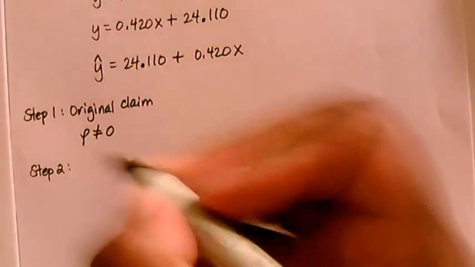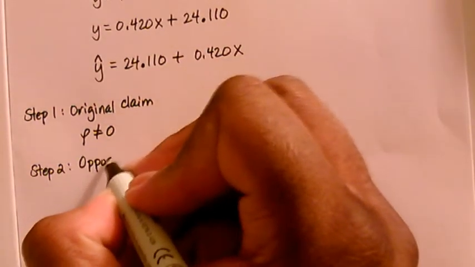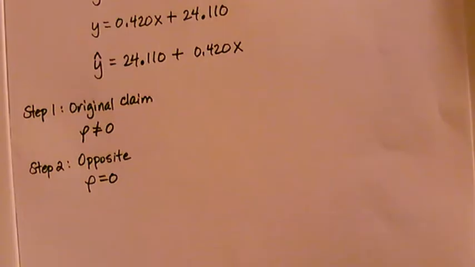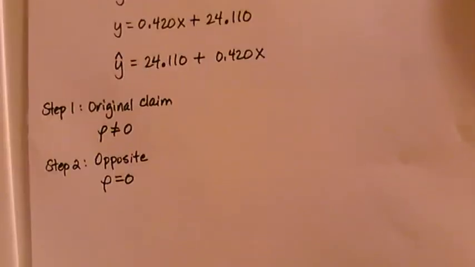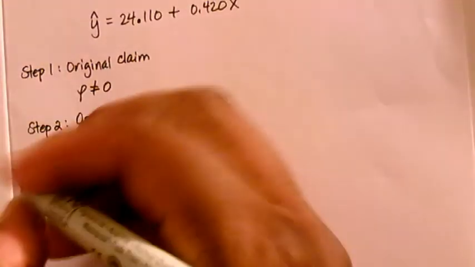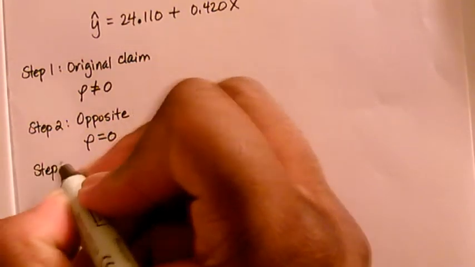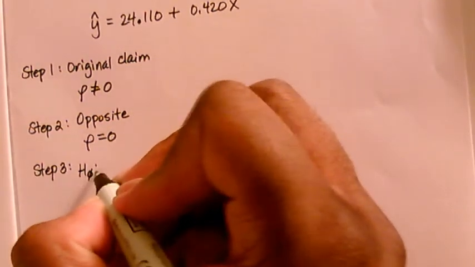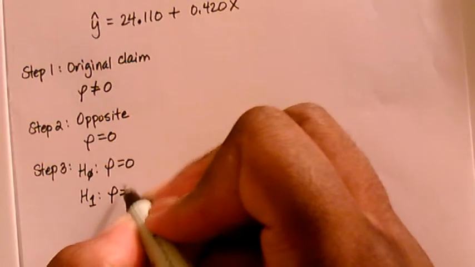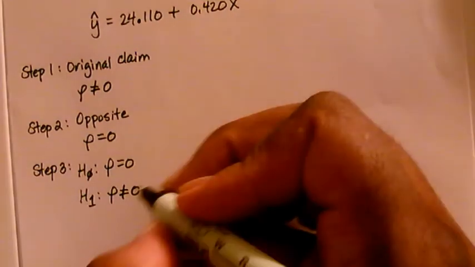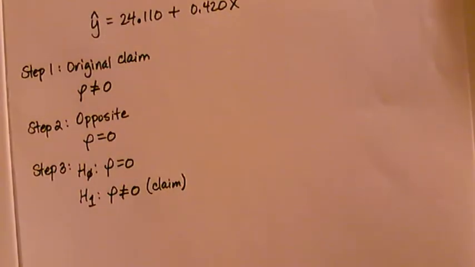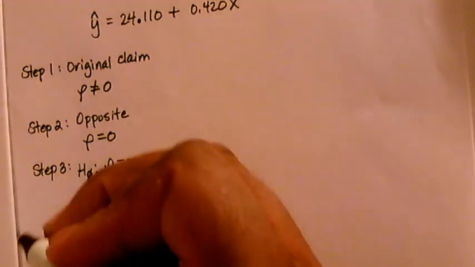Step number 2, the opposite, means that there is no correlation between the two readings. So rho is equal to 0. And then step number 3 is your null and alternative hypothesis from steps 1 and 2. The null has the equal sign, the alternative has the not equal to. And in this case, this is going to be your claim of whether there is a linear correlation between those two variables.